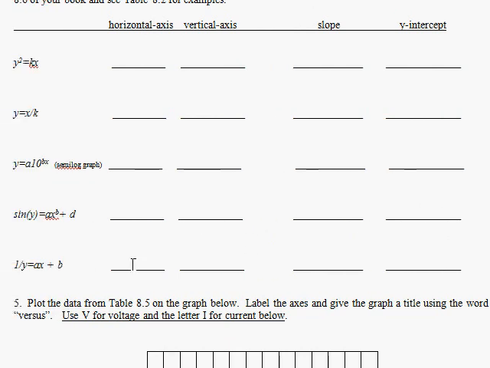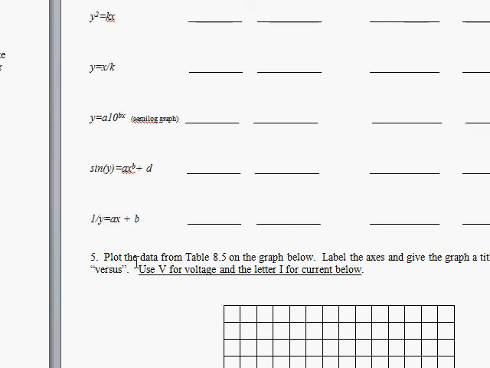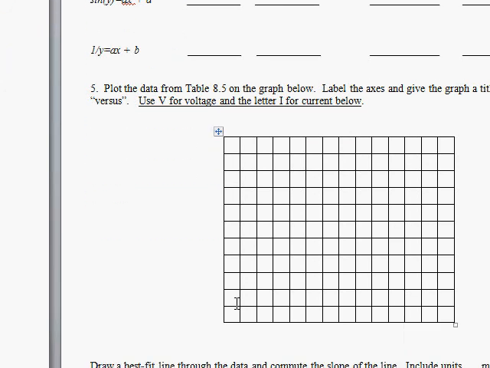Doing the same thing over here, horizontal axis would be x, vertical axis would be 1 over y, otherwise it wouldn't be a linear function. The slope would be a and the y-intercept would be b. So go ahead and write those down so that when you turn this in for your homework evaluations, you do have a completed homework exercise.